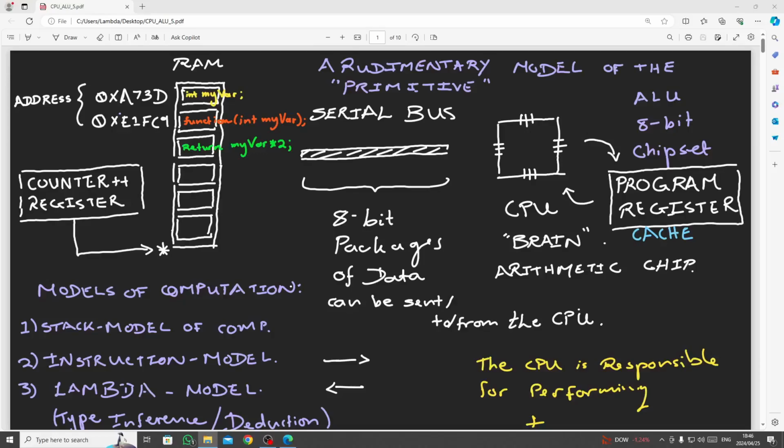Hello everyone, and welcome to this mini video series in which we will be discussing the rudimentary primitive model of the arithmetic logic unit 8-bit chipset. We will attempt to provide a rough explanation for the role as well as the interplay between each of these components on the 8-bit chipset.